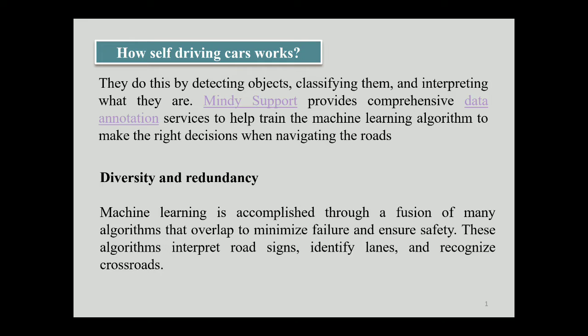In that, machine learning is accomplished through a fusion of many algorithms that overlap to minimize failure and ensure safety. These algorithms interpret road signs, identify lanes, and recognize crossroads.